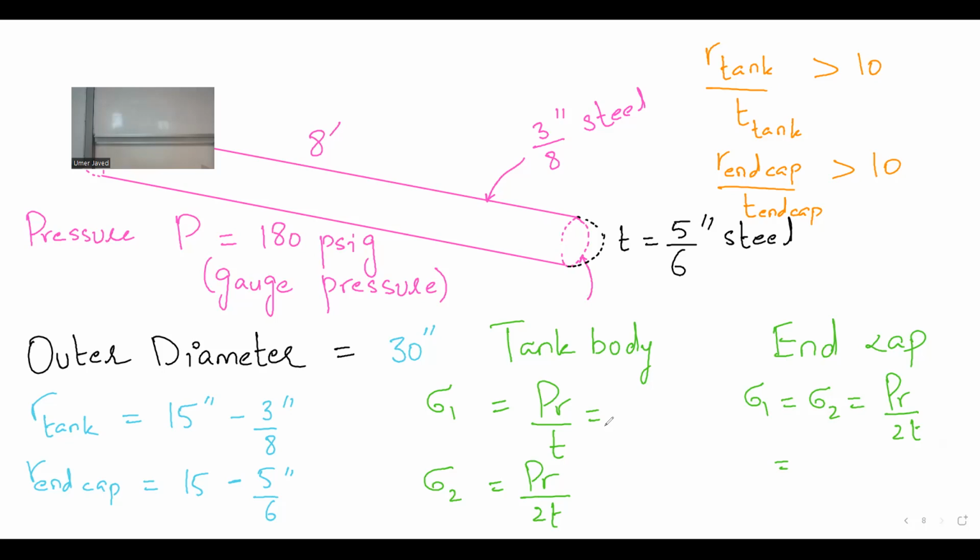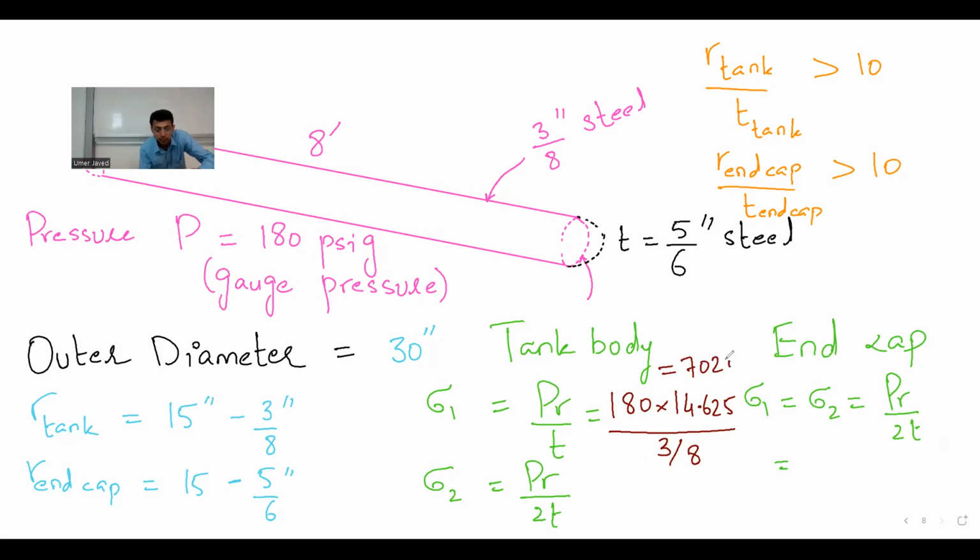Okay, gentlemen, I'm doing it myself now. Okay, hang on. I will do it myself. So P is 180. Take your pen and write, calculate. What is the R? 14.625, right? Can you double check? Divided by 3 by 8. So the answer is 7020.